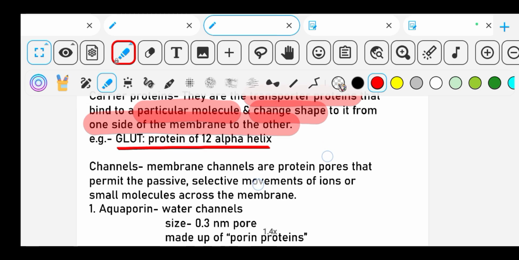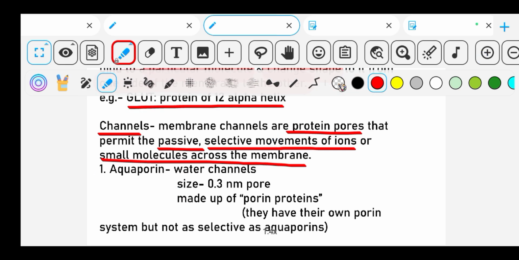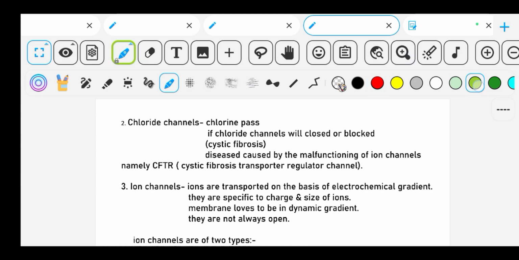Then we are having channels. Membrane channels are protein pores that permit the passive or selective movement of ions or small molecules across the membrane. Like we are having aquaporin, which is the water channel. Its size is 0.3 nanometer pore only. Then porins are made up of porin proteins, but they are not as selective as aquaporins. Then we are having chloride channels, from where chloride passes.